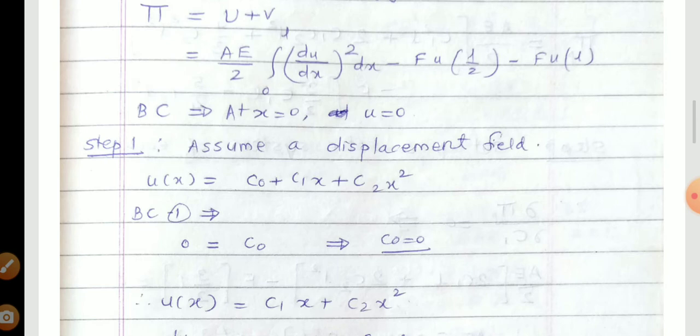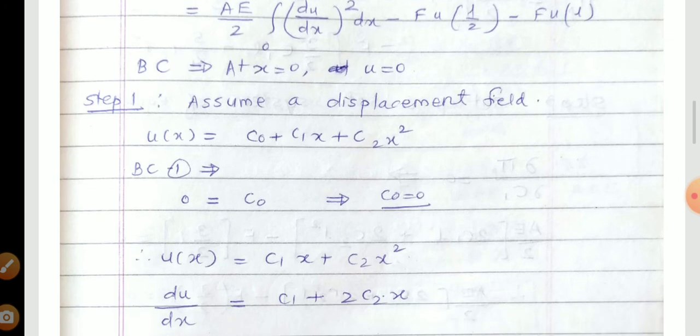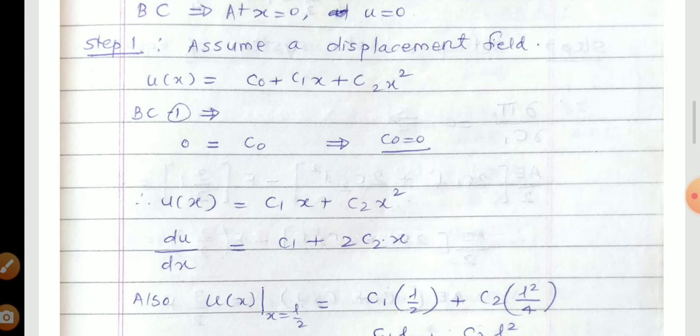Boundary condition 1 is like this. Use boundary condition 1 now. So ux is 0, that equals c0; the c1x term is 0, the c2x square term is 0, therefore c0 is 0 in this case. Now substitute that value in the equation, ux equals c1x plus c2x square. Now differentiate this equation once with respect to x: du by dx equals c1 plus 2c2x.